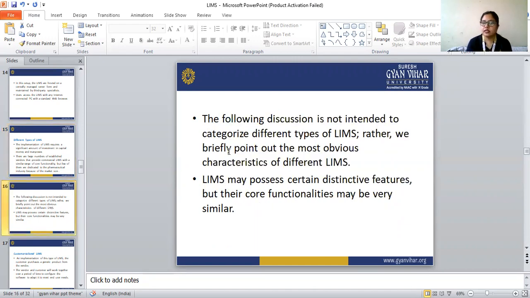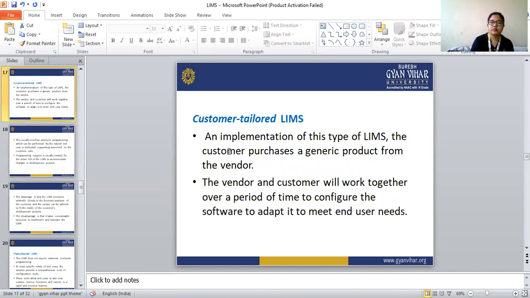The following discussion is not intended to categorize different types of LIMS. Rather, we briefly point out the most obvious characteristics of different LIMS. LIMS may possess certain distinctive features, but their core functionality may be very similar. So the functionality may be very similar, but the features may vary. So let's see the types of LIMS.